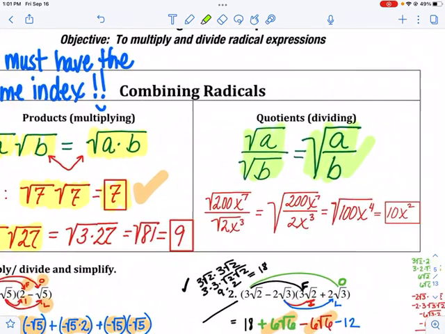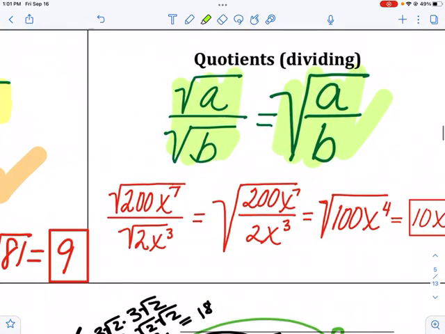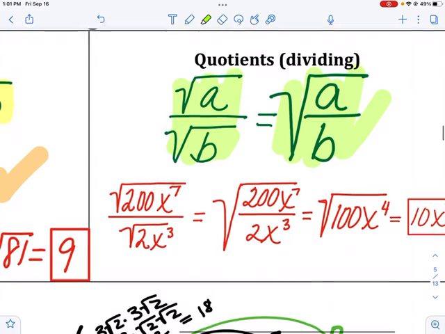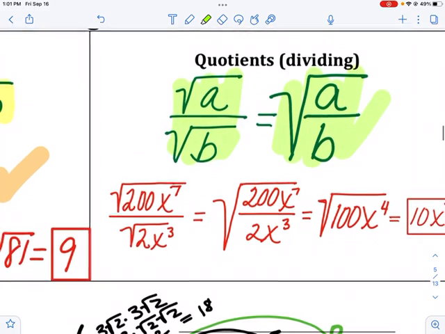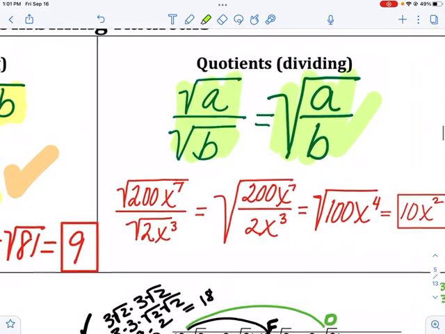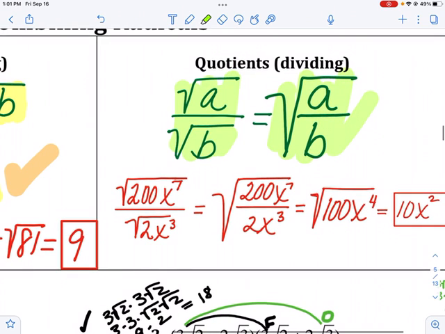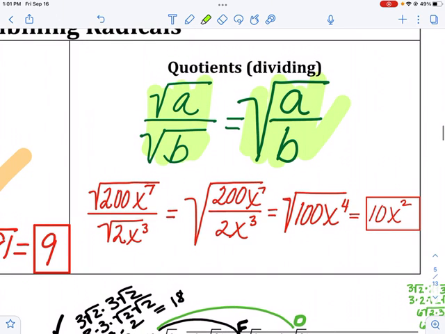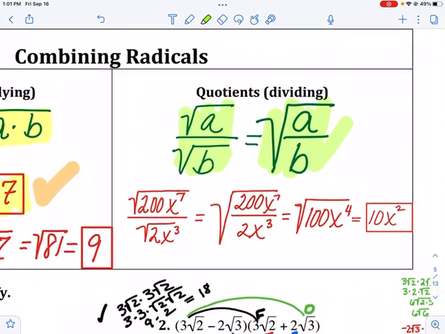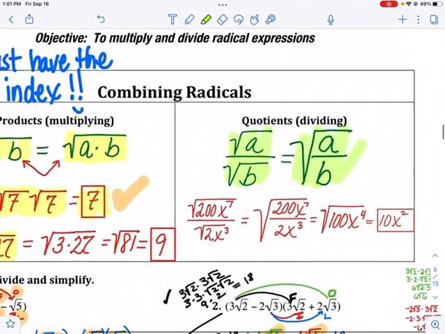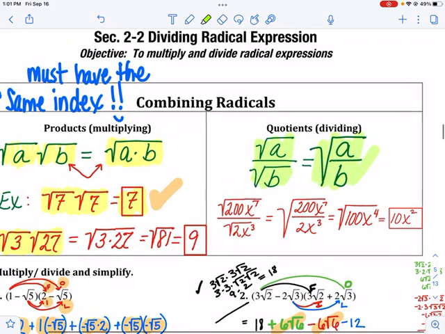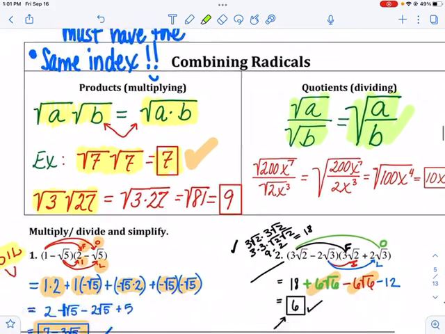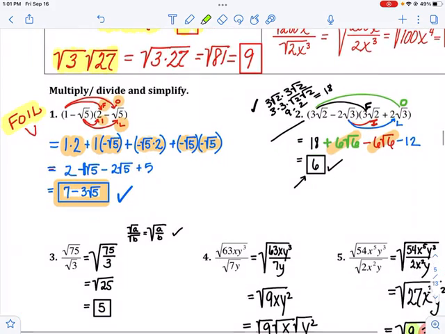The same thing with the square root of 200x to the 7th over the square root of 2x cubed. You can simplify those by bringing them together as one quotient of the roots. We often say the quotient of the roots is equal to the root of the quotients. So then we can simplify it to the square root of 100x to the 4th, which is 10x squared. Now remember, the variables that we're dealing with now are assumed to be positive values. Just keep that in mind. Okay, well, we started with a number value.